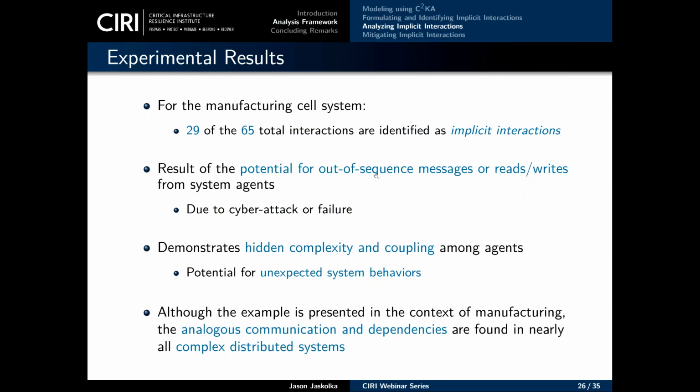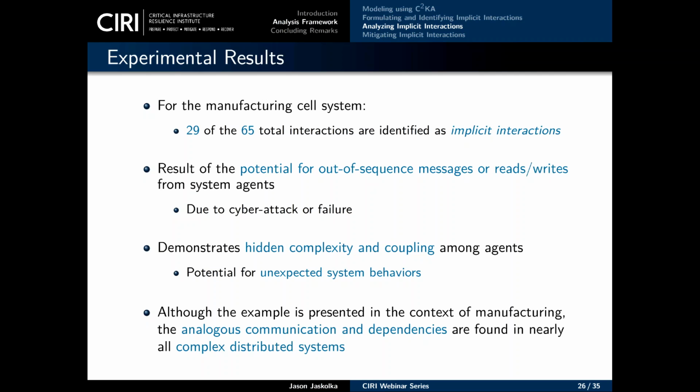So I'll mention too at this stage, because we're presenting the experimental results for this very simple manufacturing cell system, but this kind of communication and dependencies amongst the agents are found in just about every complex distributed system. So again, whether that's a software-dependent cyber-physical system controlled by some cyber components with physical components, whether it's actually a process that exists within an organization where you have all of the agents actually as human actors that behave in very deterministic ways, given a certain context, all of this framework will apply to those kind of systems.